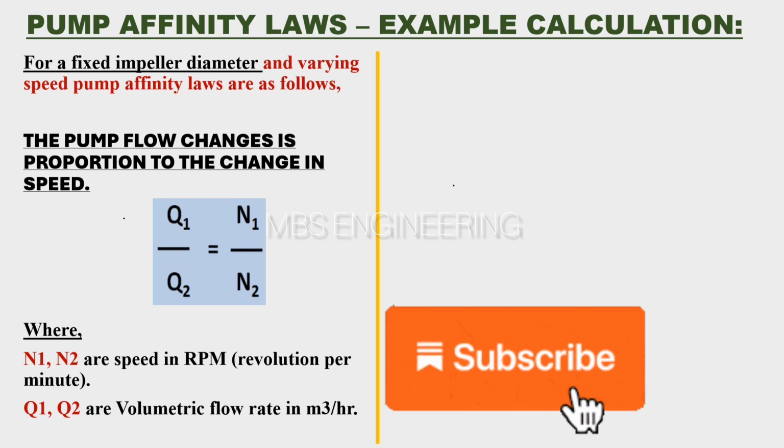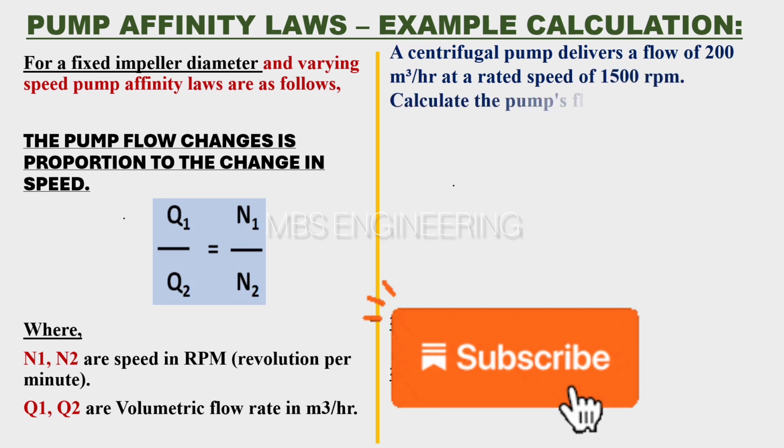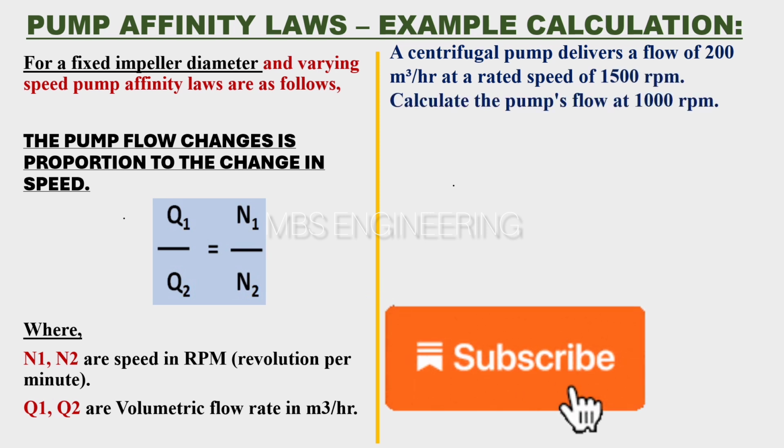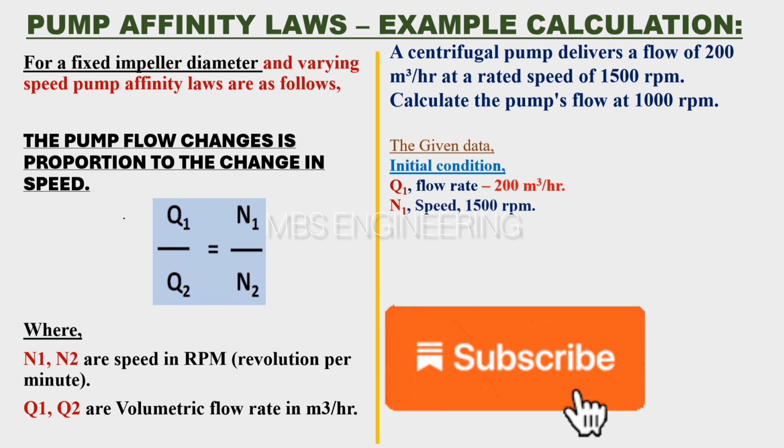Next, we will go through some sample calculations for better understanding. A centrifugal pump delivers a flow of 200 cubic meters per hour at a rated speed of 1500 revolutions per minute. Calculate the pump's flow at 1000 revolutions per minute. The given data: the pump's initial conditions are Q1, the flow rate, 200 cubic meters per hour, and N1, the speed, 1500 revolutions per minute.